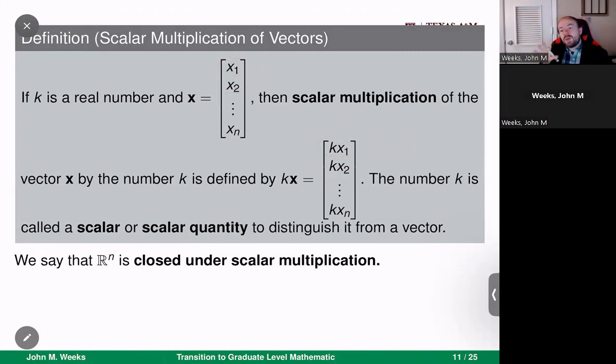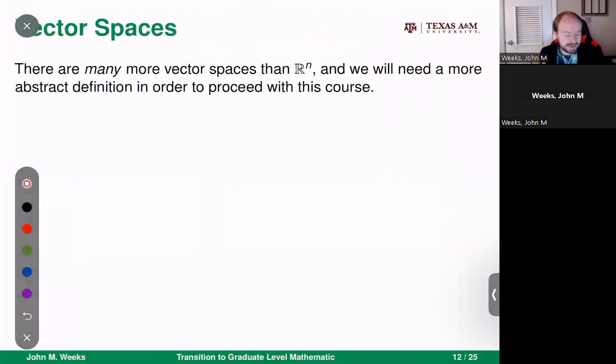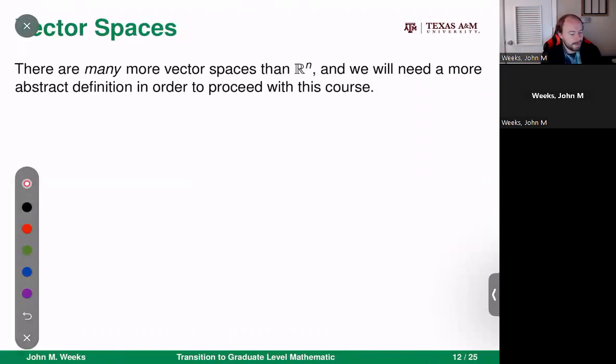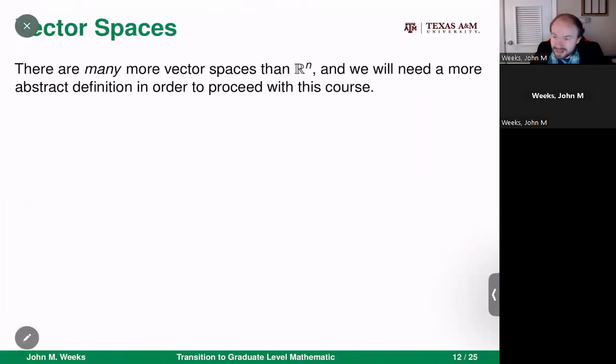Now, in general, we are not working with Rn. This is just an example for us. This is just helping us know what we mean when we ask, what does it mean to have a vector space? That's what we're working with here. We're working with vector spaces. There are many, many more vector spaces than Rn, and we'll give plenty of examples for them.